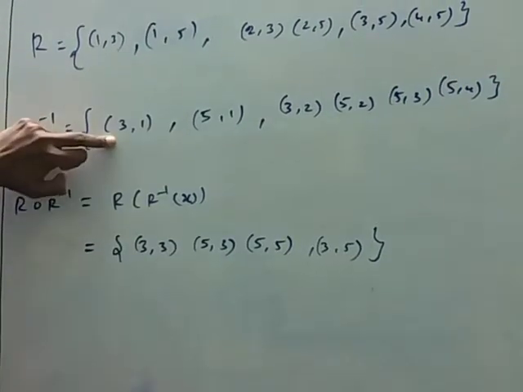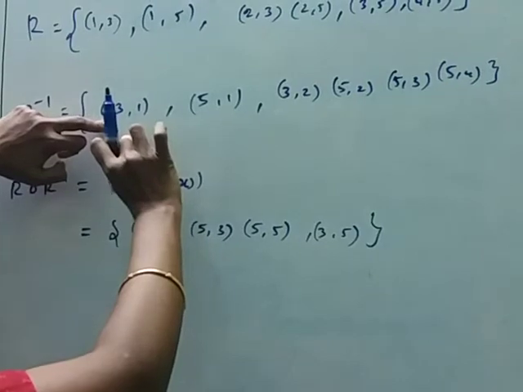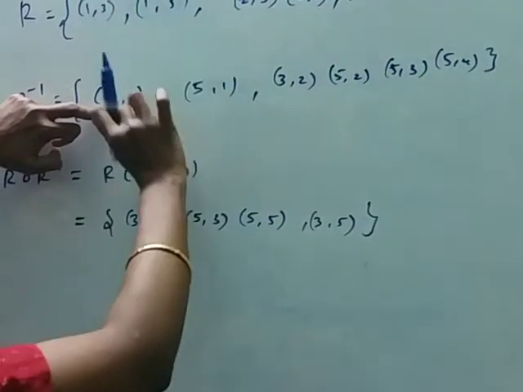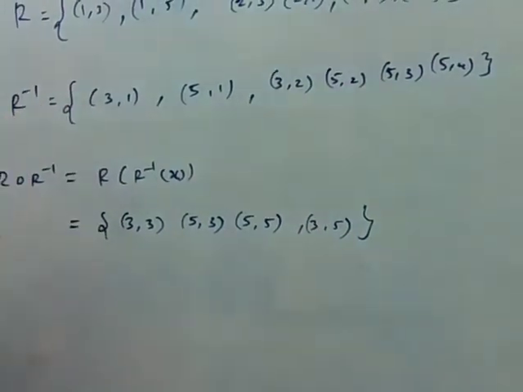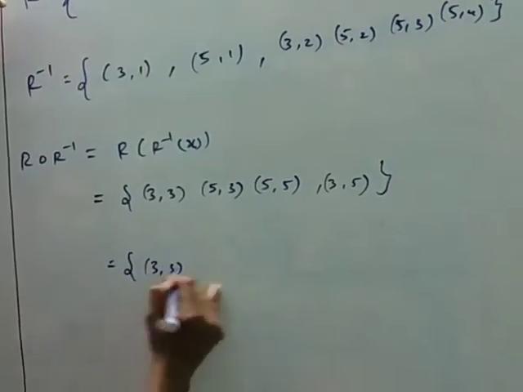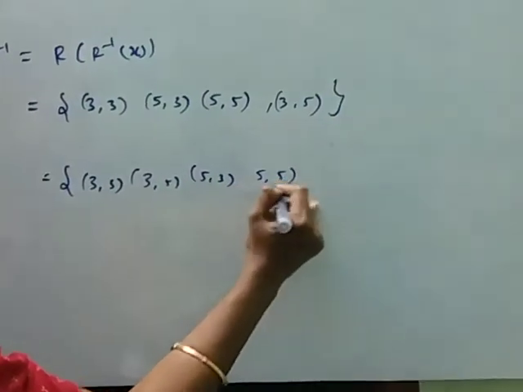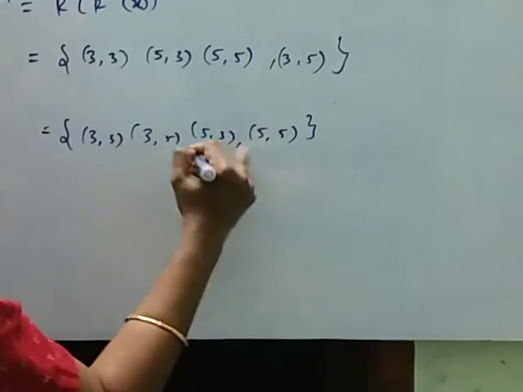So we can match the 3 with either 3 or 5. So both ordered pairs you want to write. So 3 comma 3 and 3 comma 5. Okay ma? Is it clear? So here the answer will be 3 comma 3, 3 comma 5, 5 comma 3, 5 comma 5. That's all. So here the C choice.